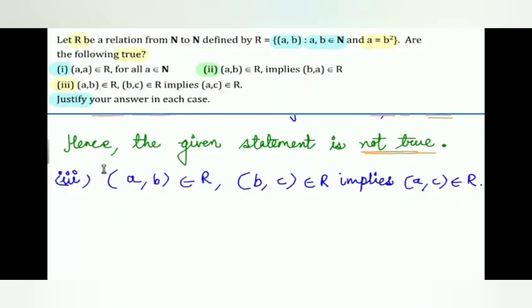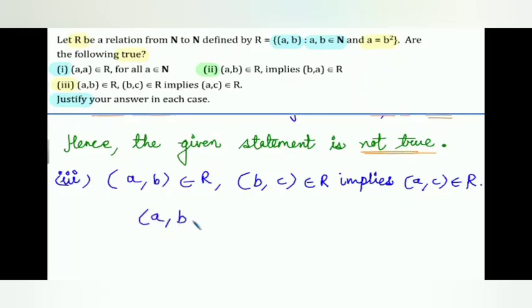Now question number 3. (a, b) belongs to R and (b, c) belongs to R implies (a, c) belongs to R. That means you have to suppose that (a, b) belongs to R and (b, c) belongs to R. Both are in your relation.